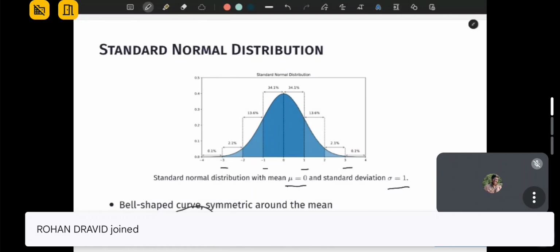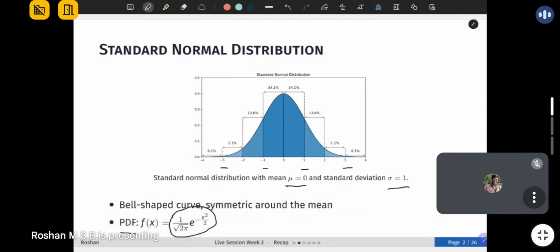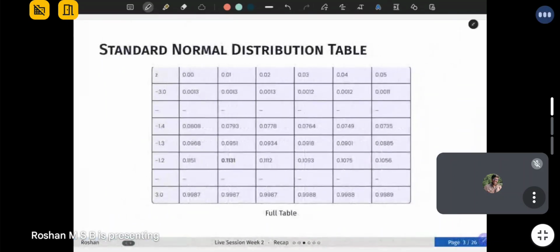So if you substitute any x value, say x as 0, my value will be 1 by root 2 pi. That will be almost this value. Okay. This is how you interpret the standard normal distribution curve. And you might have also gotten a decent idea about the standard normal distribution table, right? So does anyone have any issues in reading this table?